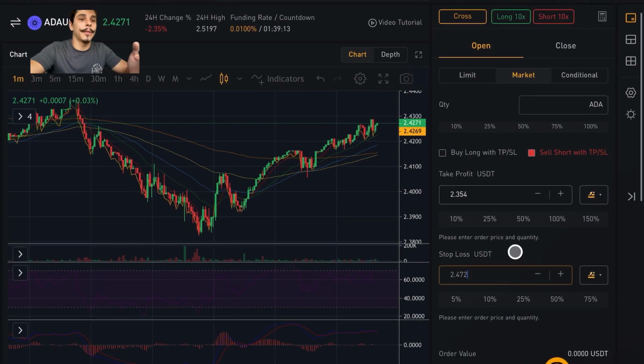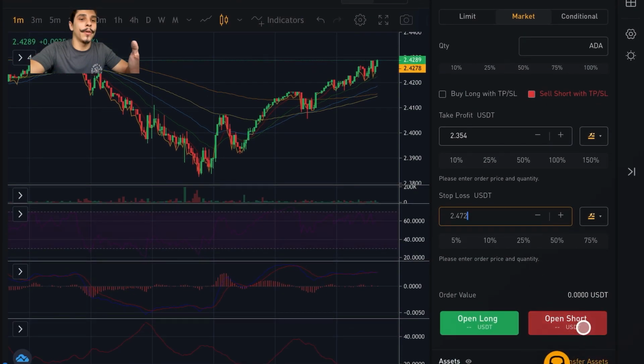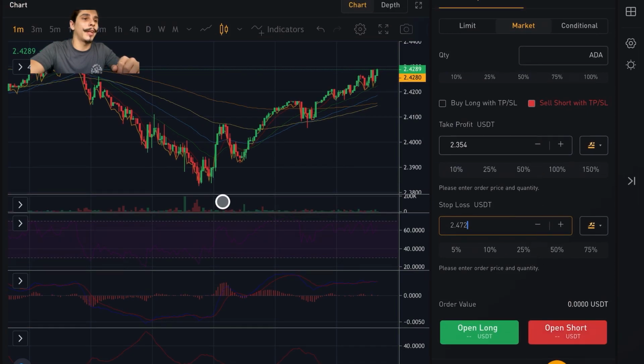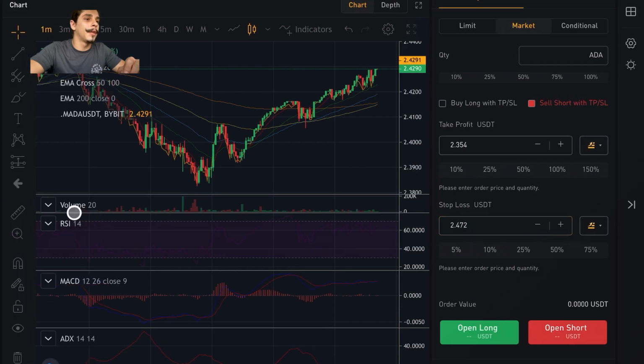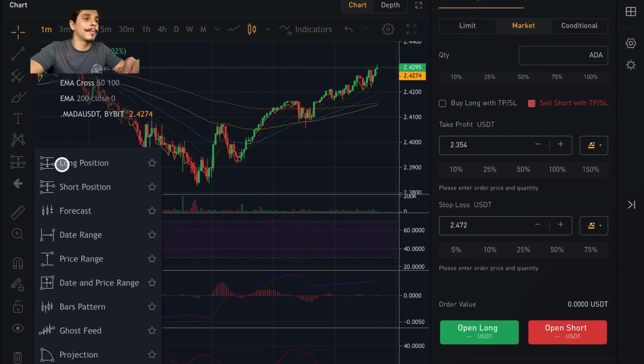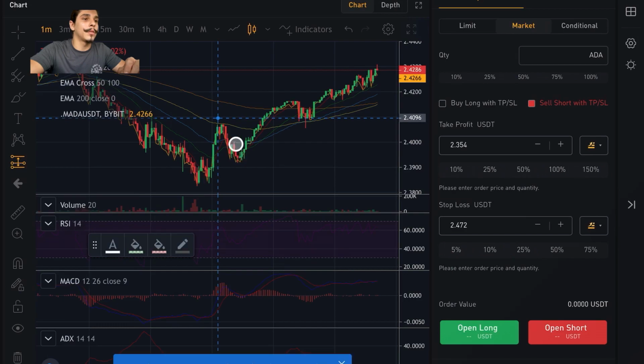Okay, so that's how you would set up a market order for it. Now you can go to open short if that's what you wanted to do. And again, it might be a little bit different on different exchanges, but this is just a general how-to. And of course, all these tools should be in your exchanges. I mean, if you open up some of this stuff here, there we go. You can see that the long short position tool is also on your exchange.